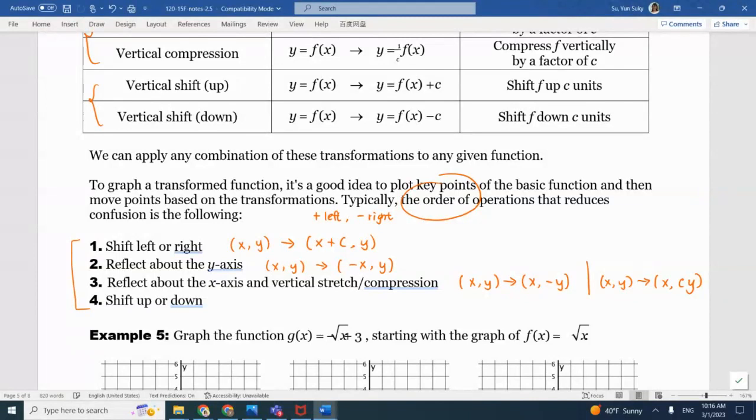Shift up or down, are we changing the x or y? The y, right? So (x, y) goes to (x, y plus or minus c). And plus is up, minus is down.